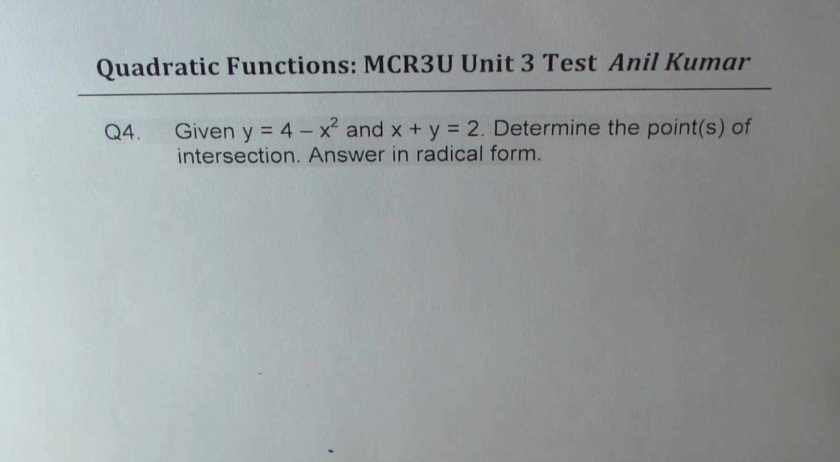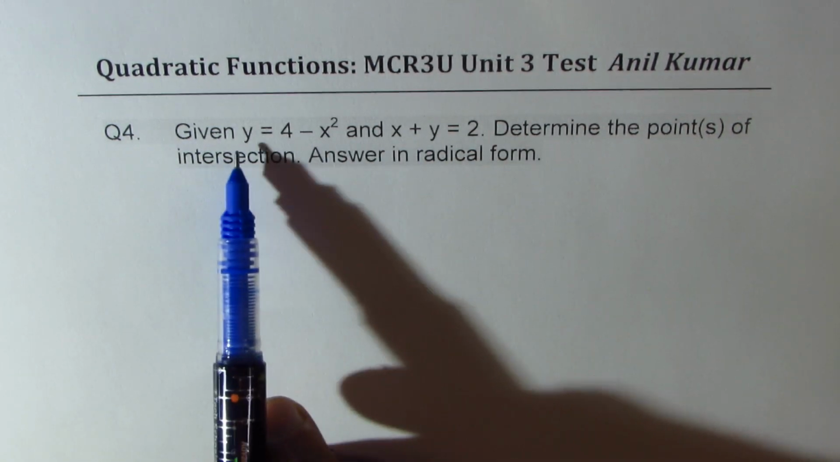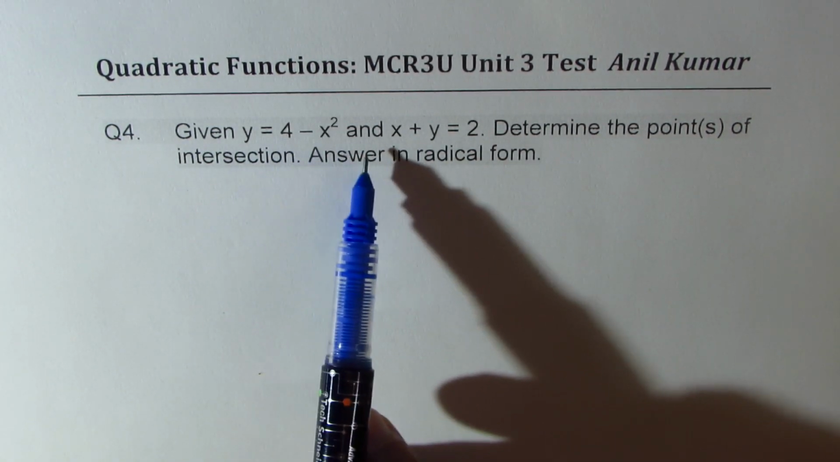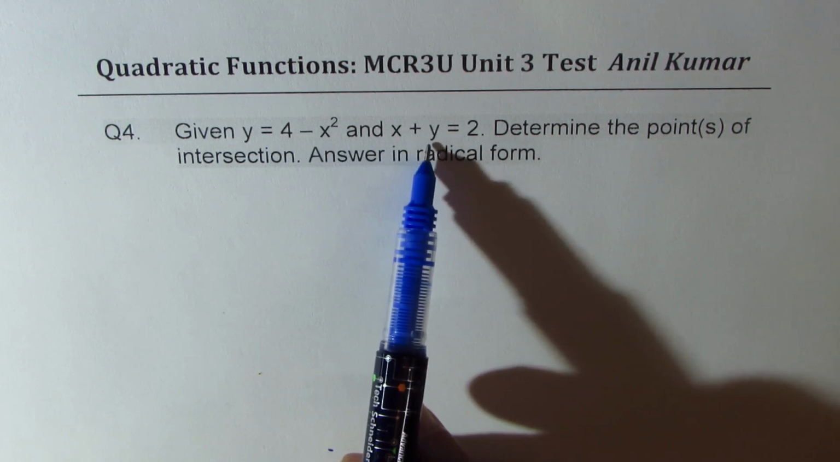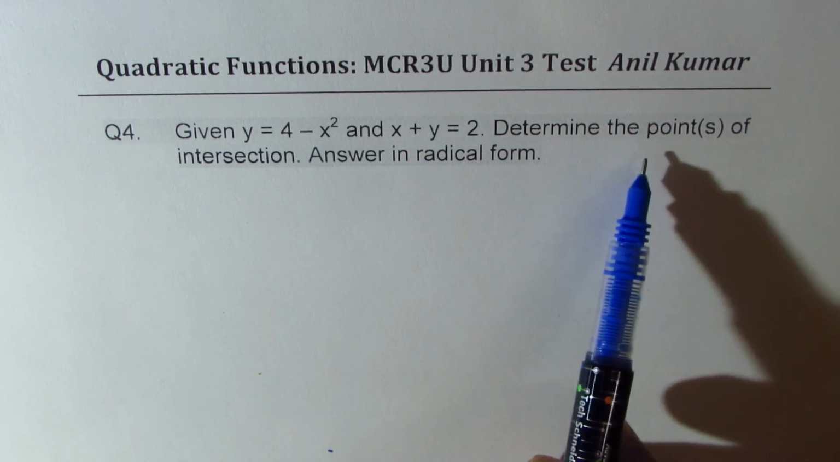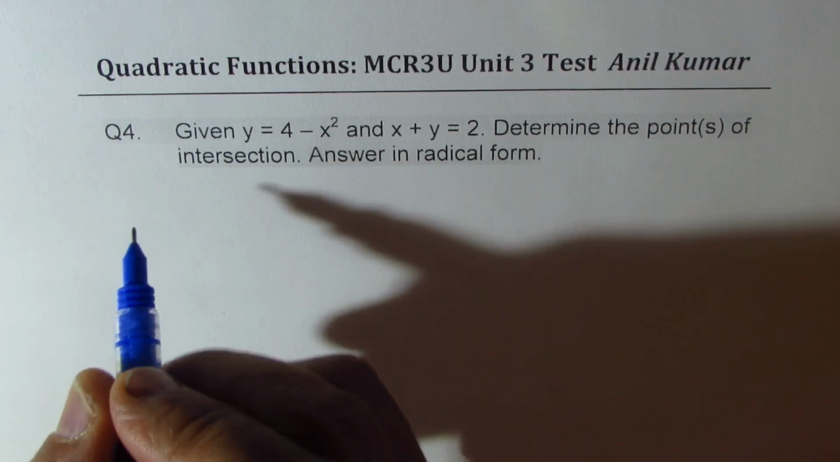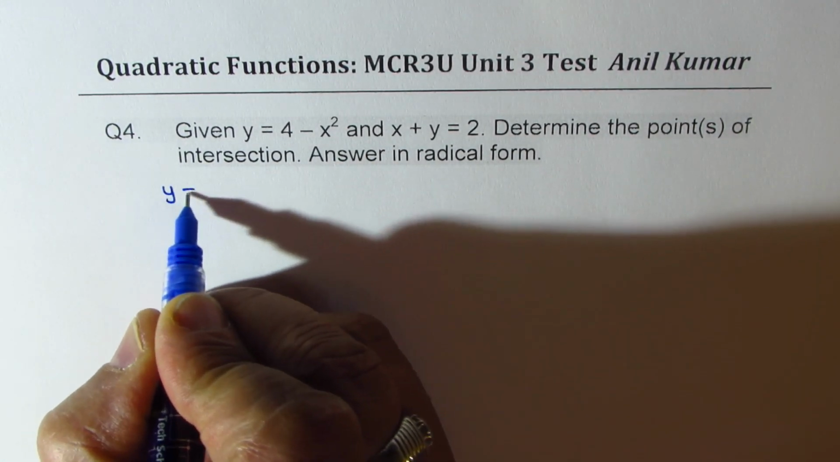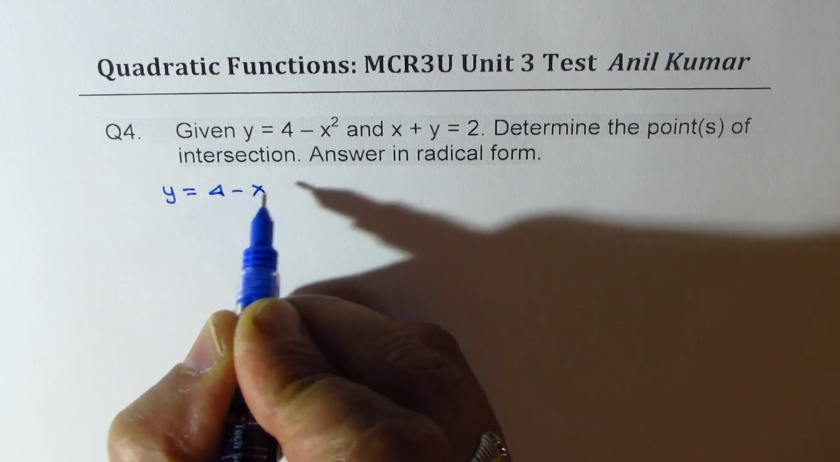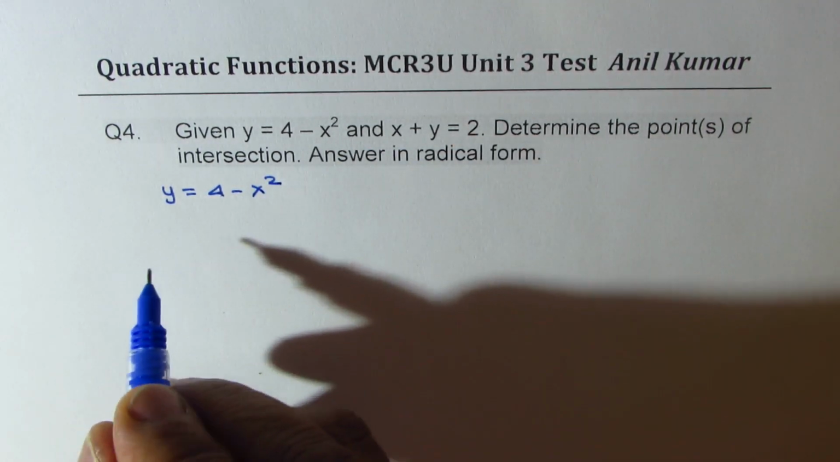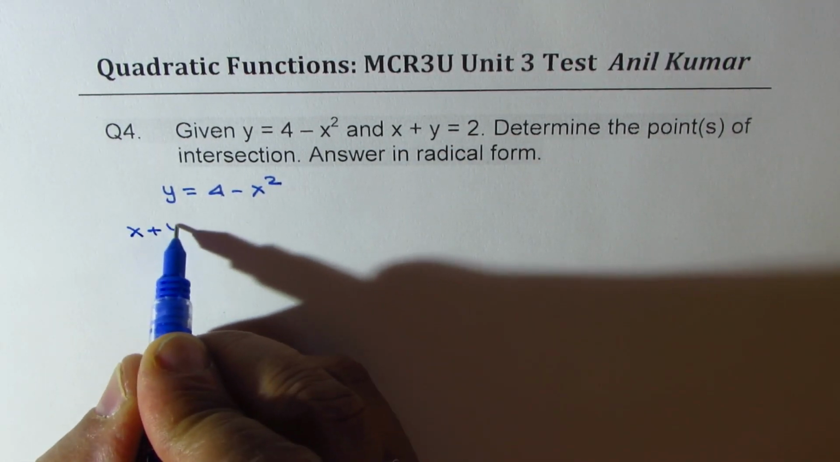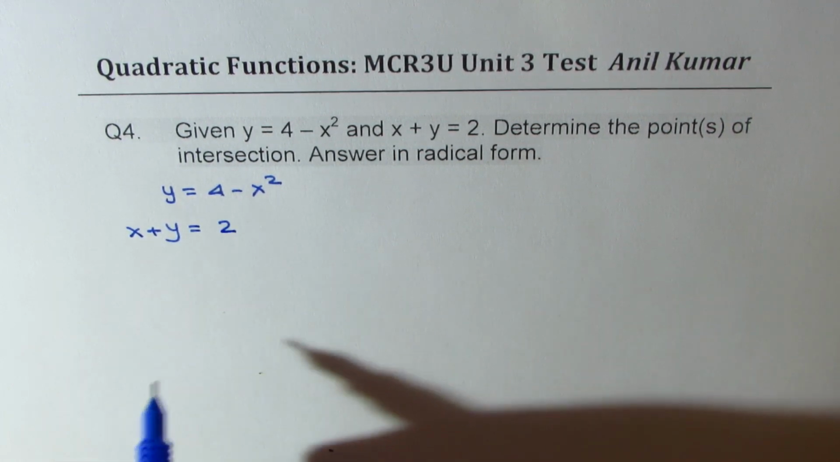Question number 4, we are given two equations, y equals 4 minus x square and a linear equation x plus y equals 2. Determine the points of intersection, answer in radical form. So let's rewrite the equations. We have y equals 4 minus x square and the other one is x plus y equals 2.